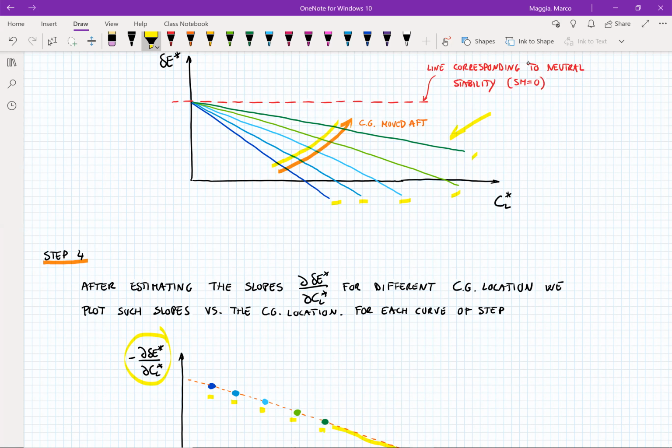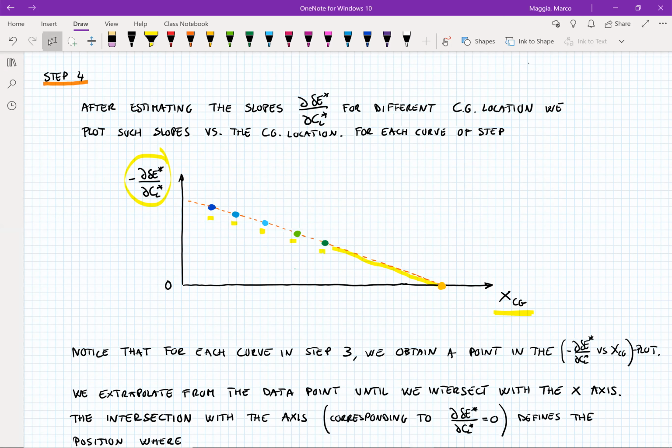So we know that when we have a flat line, that corresponds to neutral stability. So we know that we've hit the neutral point. So even without having to fly the airplane at neutral stability, by flying the airplane at a bunch of different flight conditions per location of the center of gravity, we can extrapolate from this data and find the neutral point.